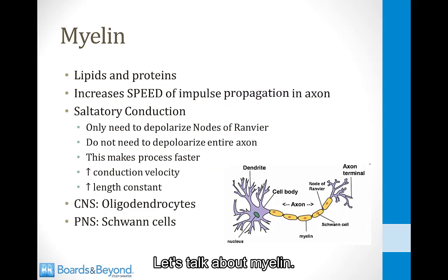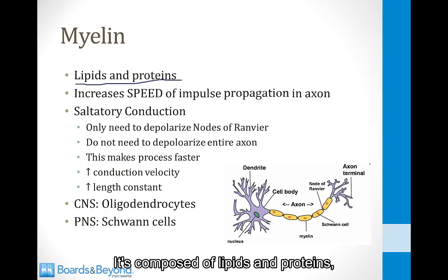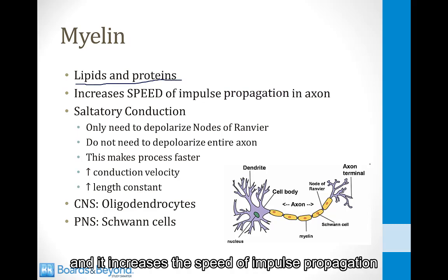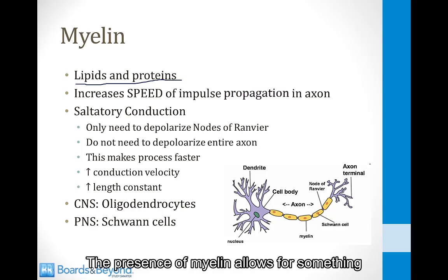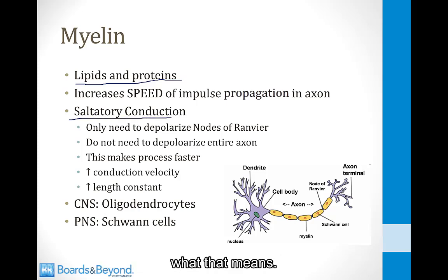Let's talk about myelin. This is a very important substance that surrounds the axons of neurons. It's composed of lipids and proteins, and it increases the speed of impulse propagation in the axon. The presence of myelin allows for something called saltatory conduction, and let's talk about what that means.